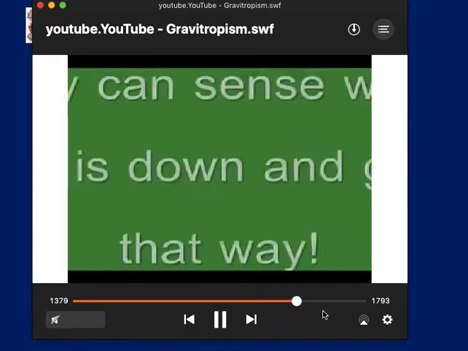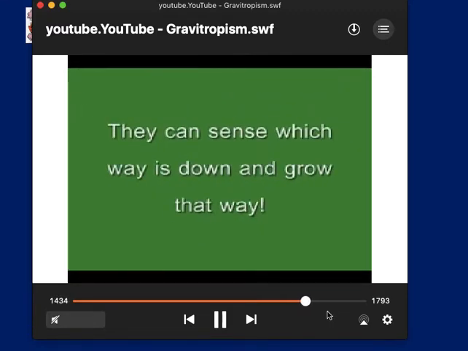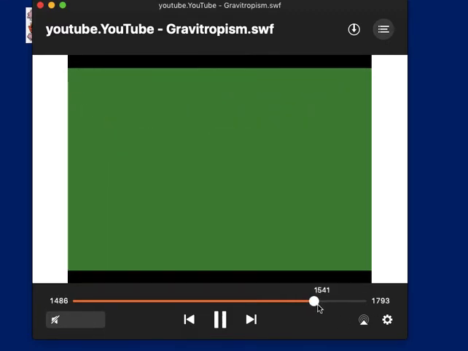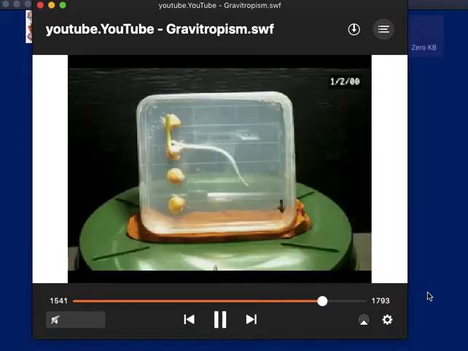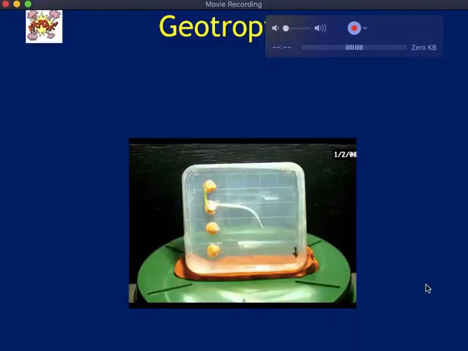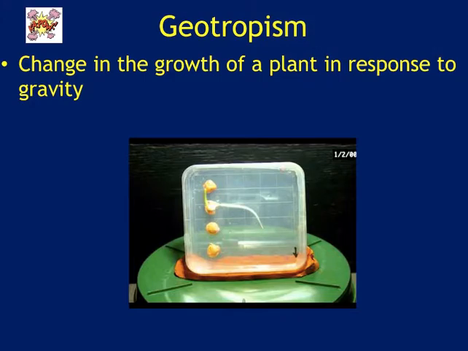In that way it's not just gravity. That is true, because there's other tropisms that we have to talk about. So I apologize for that. Okay, so that is geotropism. So it is change in the growth of a plant in response to gravity.